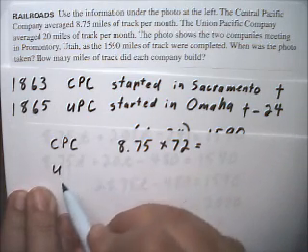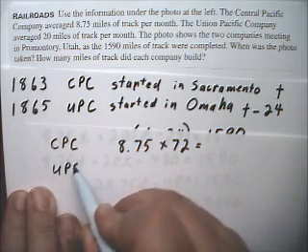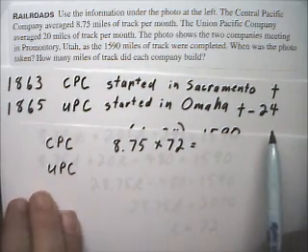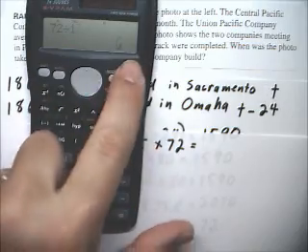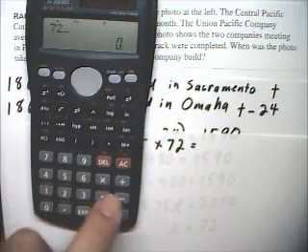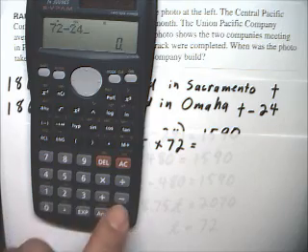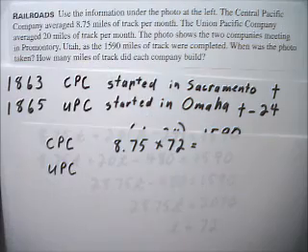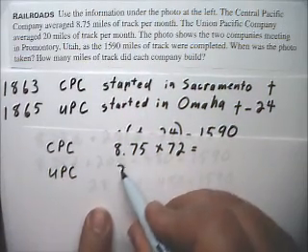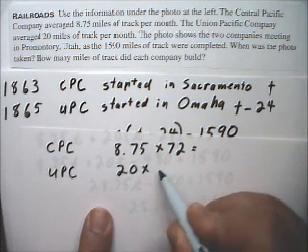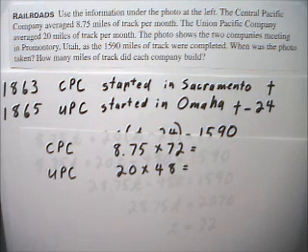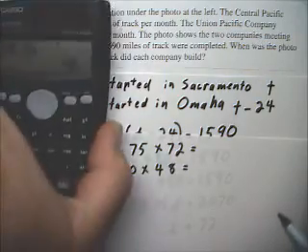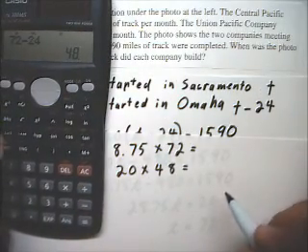Now, the Union Pacific, they didn't do this for 72 months. They did it for 72 minus 24 months. And that's 48. But they were laying 20 miles of track for those 48 months. And these answers will give us the number of miles of track.